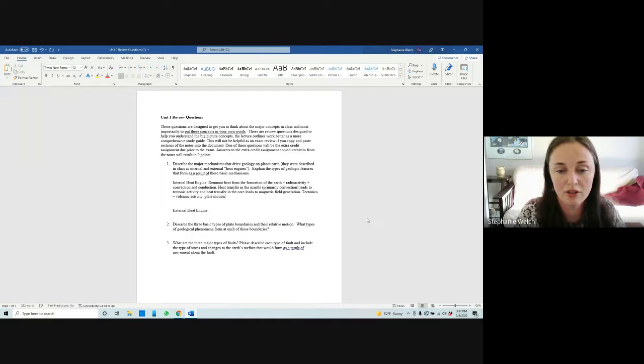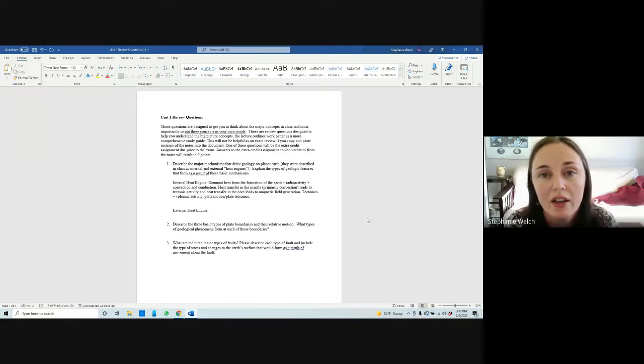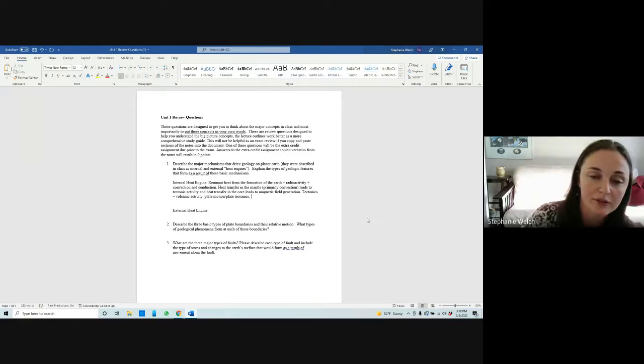Plate motion, plate tectonics, and just the general redistribution of tectonic plates, right? And continental drift and the change in the surface of the Earth over time. It's all related back to tectonics.